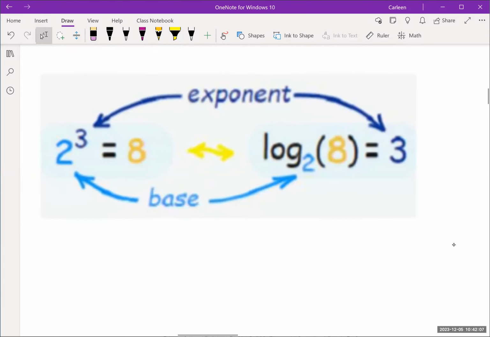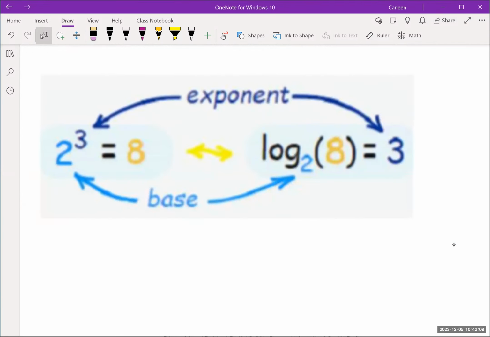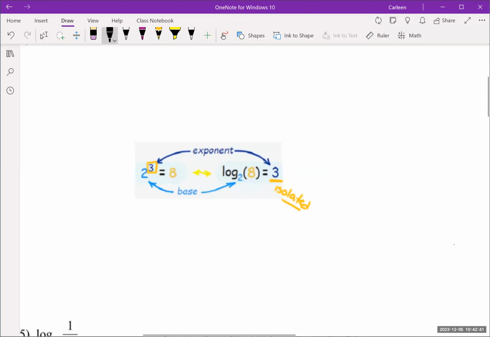Logarithms and exponentials. Logarithms are the opposite of exponential. Notice this exponent, once you switch it from exponential mode to log mode, you have isolated the exponent. That's what you do if you are solving for the exponent and you need to isolate it.